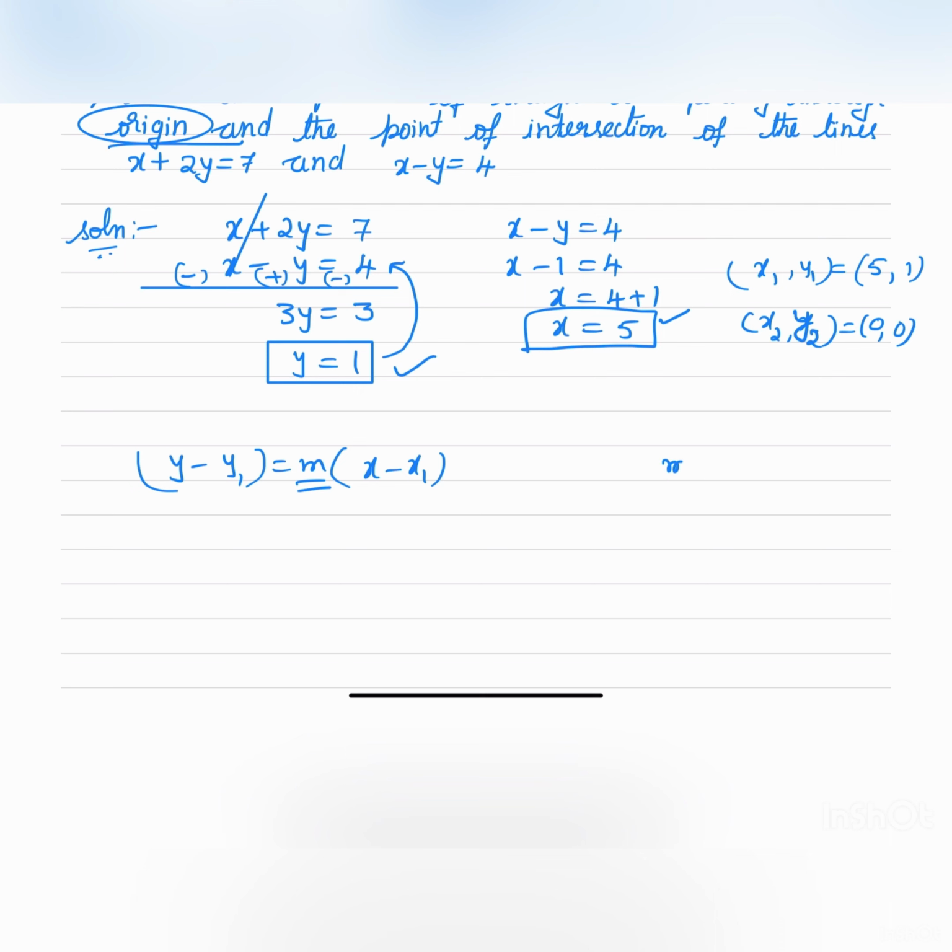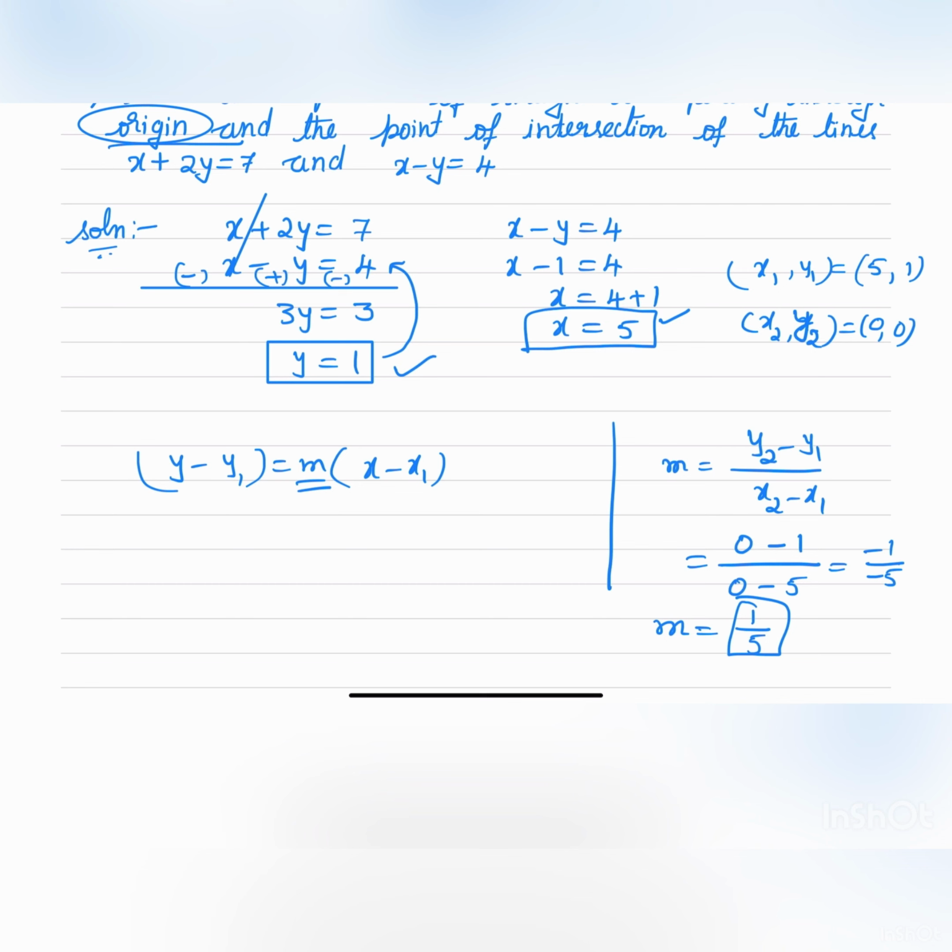For m, we have 2 points, that is y2 minus y1 by x2 minus x1. Y2 is 0 minus 1, divided by 0 minus 5. The answer is 1 by 5. It is minus 1 by minus 5, so minus and minus will cancel. We get plus 1 by 5. Slope is 1 by 5.